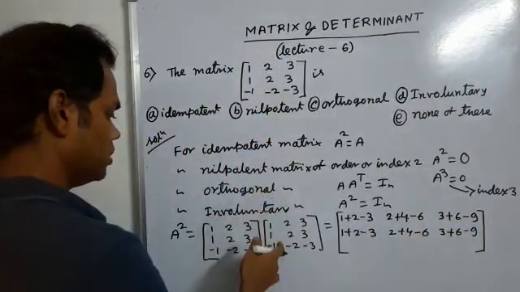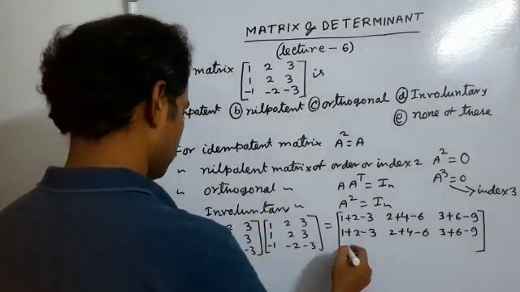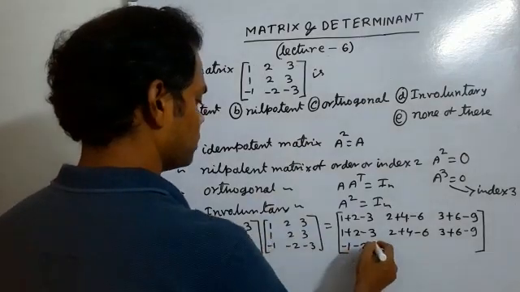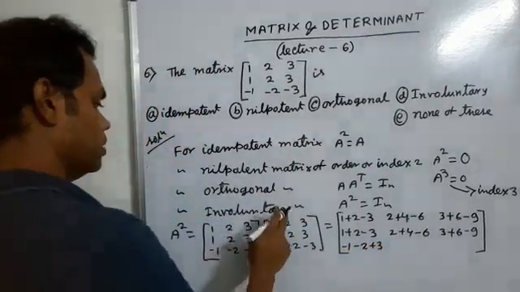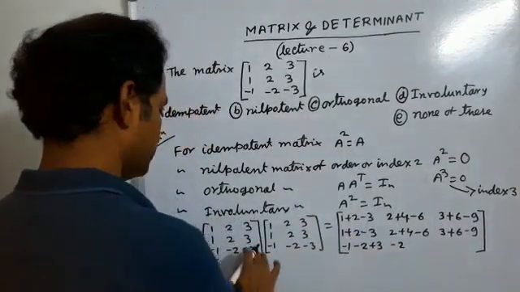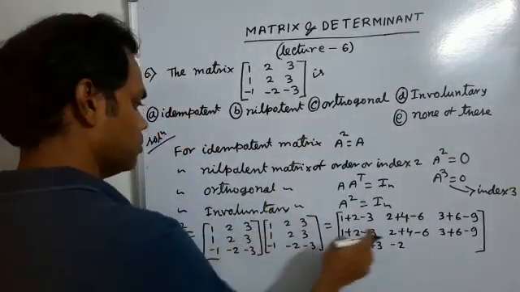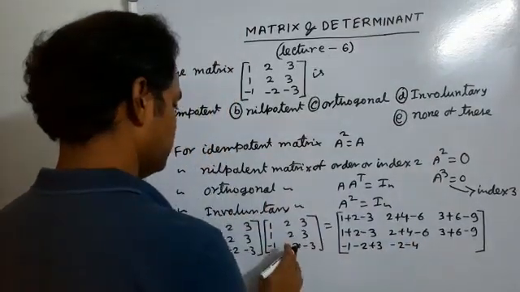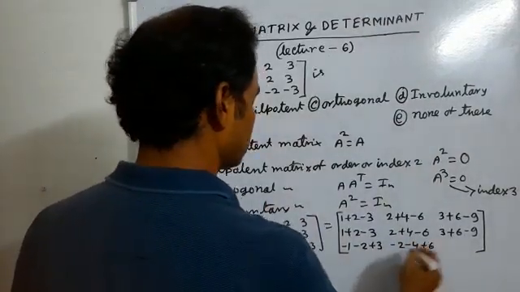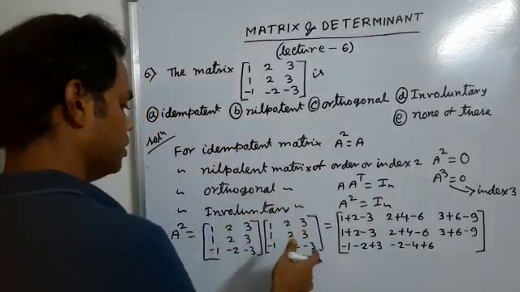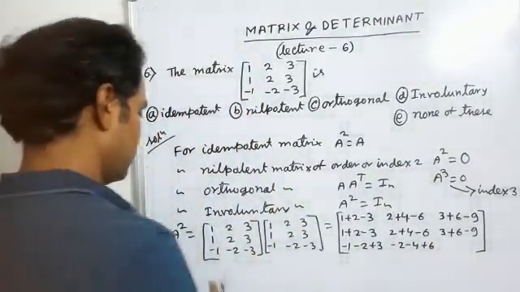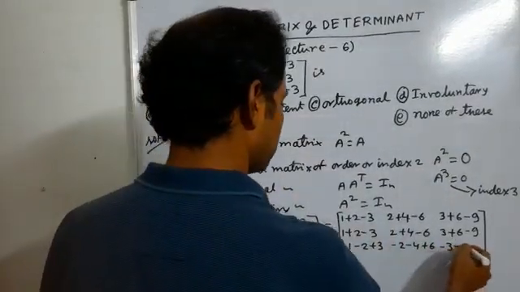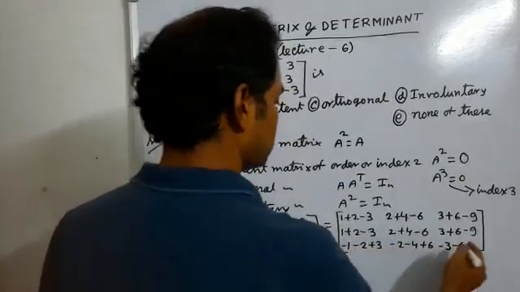Third row by first column: minus 1 into 1 is minus 1, minus 2 into 1 is minus 2, minus 3 into minus 1 is plus 3. Third row, second column: minus 1 into 2 is minus 2, minus 2 into 2 is minus 4, minus 3 into minus 2 is plus 6. Third row by third column: minus 1 into 3 is minus 3, minus 2 into 3 is minus 6, minus 3 into minus 3 is plus 9.